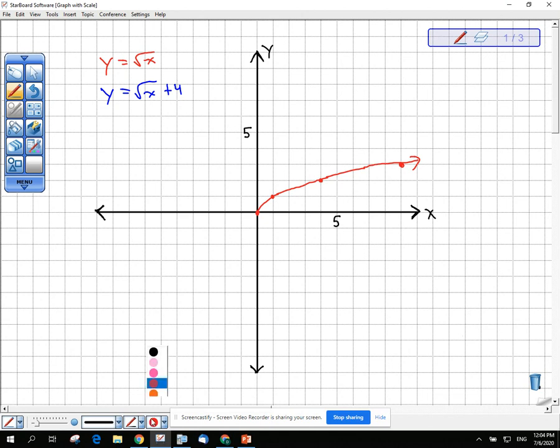Okay. Now, where is the blue one? Isn't it just going to be 4 units higher? Right? If we just plugged in values 0, 1, 4, 9 here and got outputs of 0, 1, 2, 3, then if I add 4 to each one of those values, that means the y value is just going to be 4 higher. So really, it's just a shift of all these points up 4.